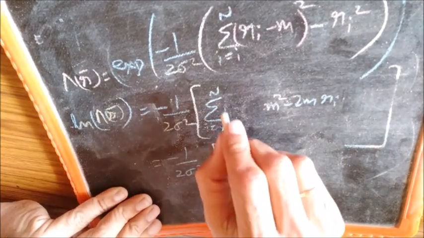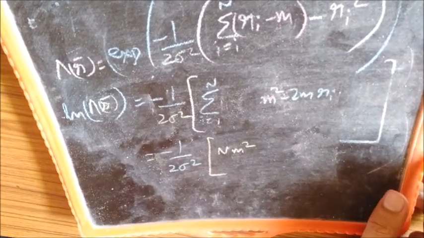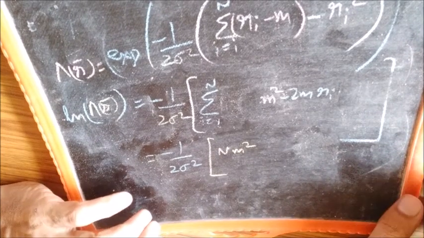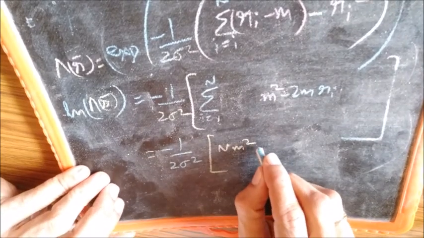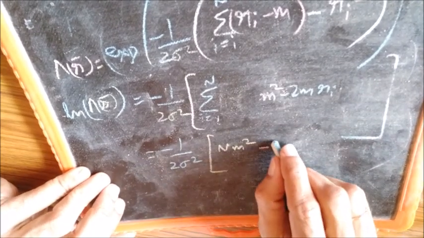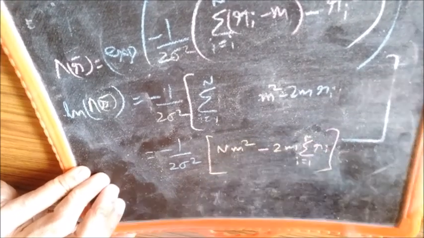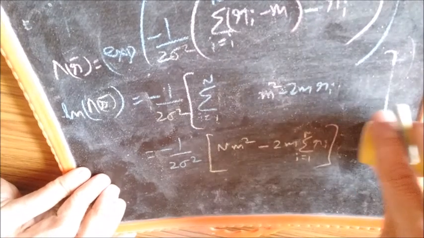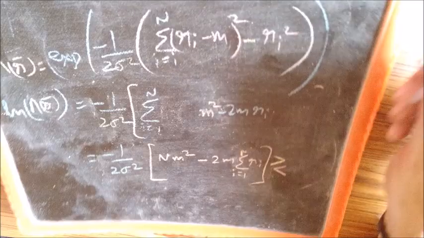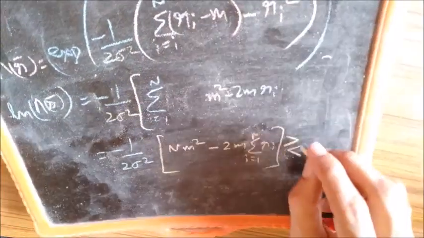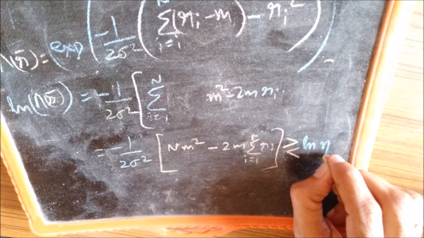summation i equal to 1 to n m square is just n m square, because you are just adding m square to itself n times. That is nothing but a sort of multiplication, and minus 2m summation i equal to 1 to n Ri, and this is compared with natural log eta, where we know what eta is from the earlier discussions, and we say either h1 or h0 is the true hypothesis.